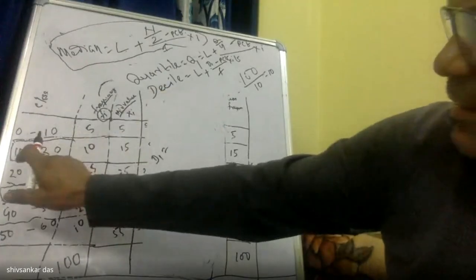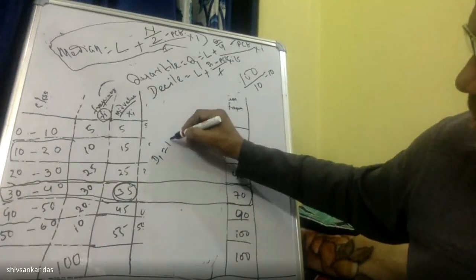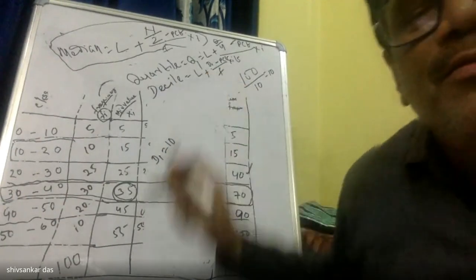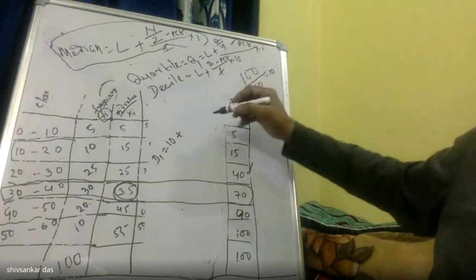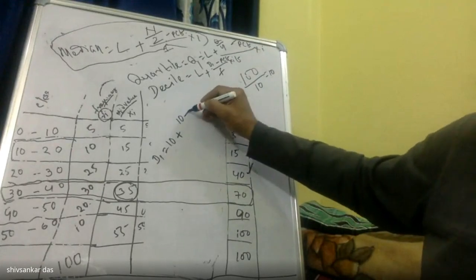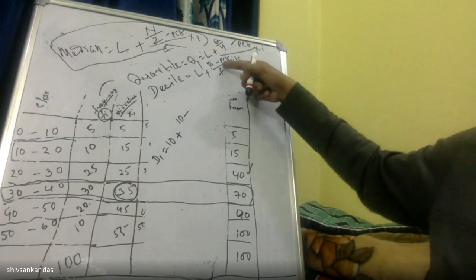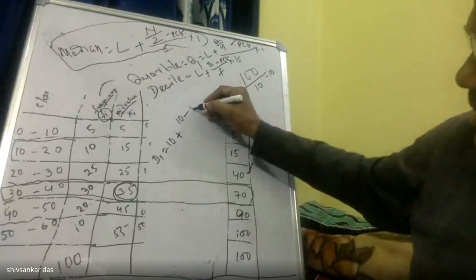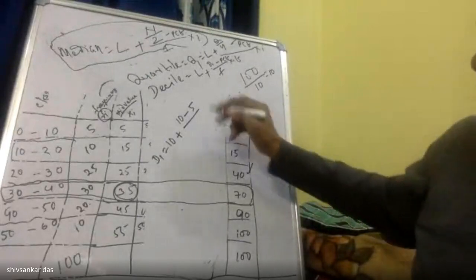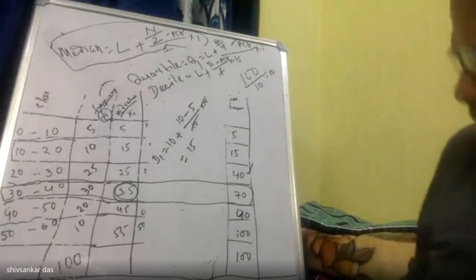So L here will be 10. Are you following me? Yes, sir. L is 10, plus D1, what is D1? D1 is 10, minus the previous cumulative frequency 5, divided by the frequency 10, into the class width 10. That is equal to 15. So this is D1.